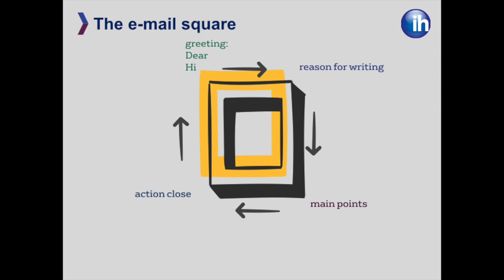Now, what students will often forget is the lower left-hand corner, which is the action close. What do you actually want the person to do? Do you want them to write back to you? Do you want them to give you extra information? And so on. Usually what we've talked about in the main points will associate with our action close.